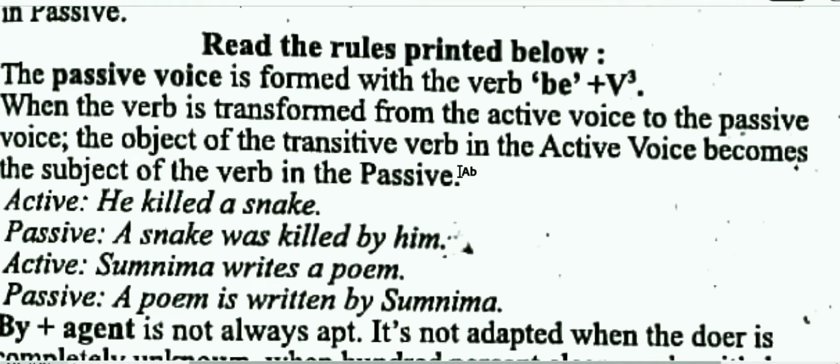Now read the rules printed below. The passive voice is formed with the verb be plus V3. It means that the verb is always in the past participle, that is verb 3. In passive, we shouldn't be confused in using verb 3, the past participle.